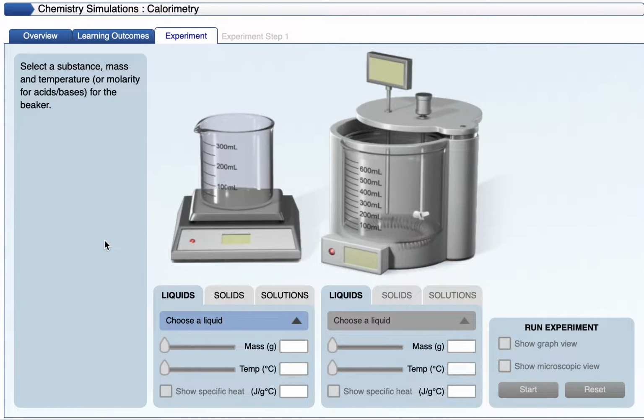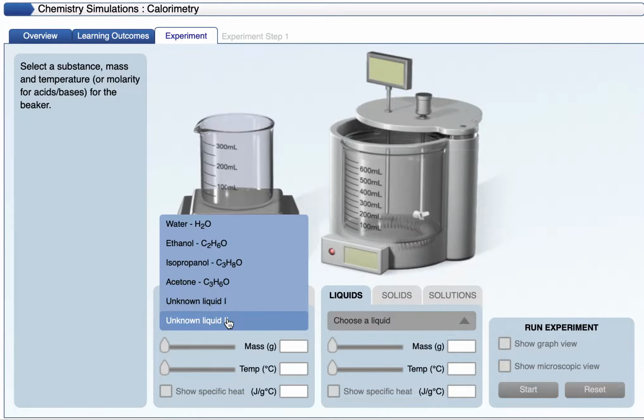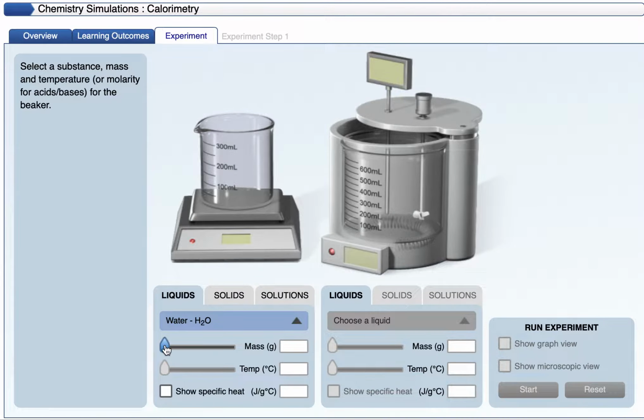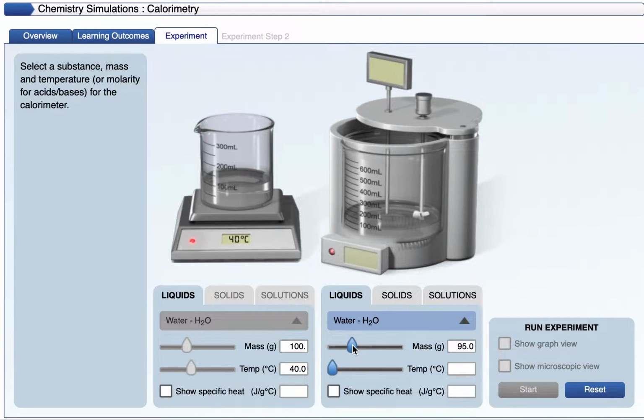In this example, we're going to consider what happens when the two containers of water are at different temperatures. So I'm going to put water in both containers, and they're both going to have the same amount of mass. I'm going to start with the beaker that is on the scale being at 40 degrees Celsius. And I'm going to put water in this calorimeter, same amount of water, 100 grams, but the temperature here is going to be at 20 degrees Celsius.